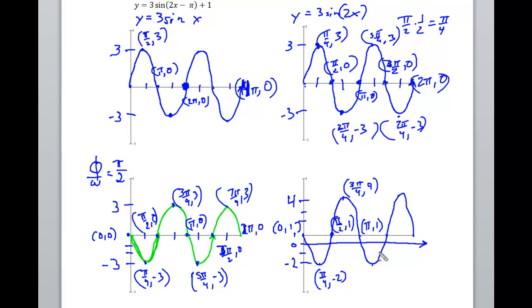Pi, 1, 5 pi over 4, -2, 3 pi over 2, 0, 7 pi over 4, 3, and then finally at the end, 2 pi, 0.